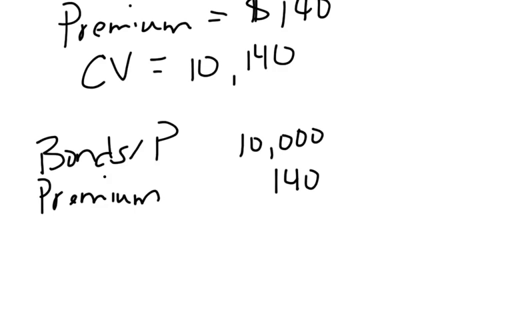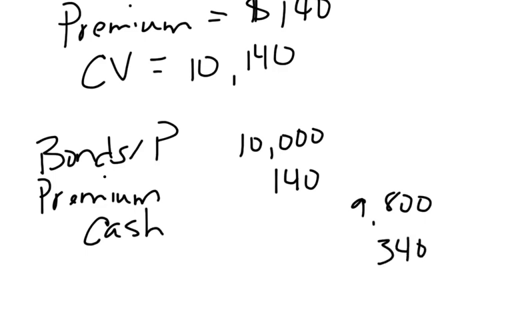Now we just said that we're going to pay them cash of $9,800 because we're redeeming them at 98. 98 is the percentage of the face. Now I don't balance. I've got $10,140 on one side. I've got $9,800 on the other side. I need a credit of $340 to make this journal entry balance.